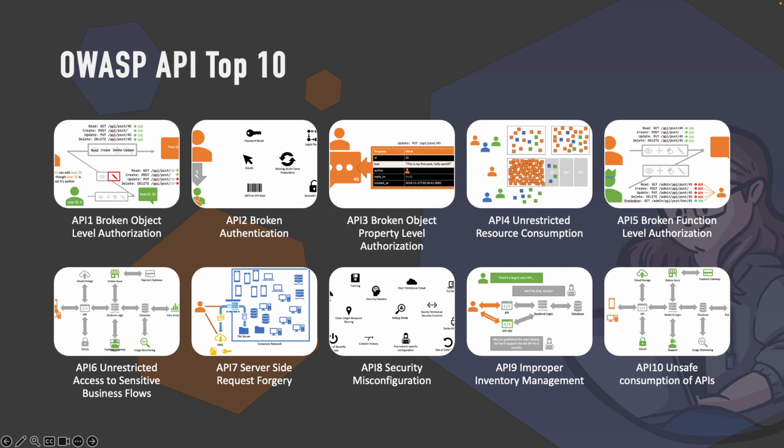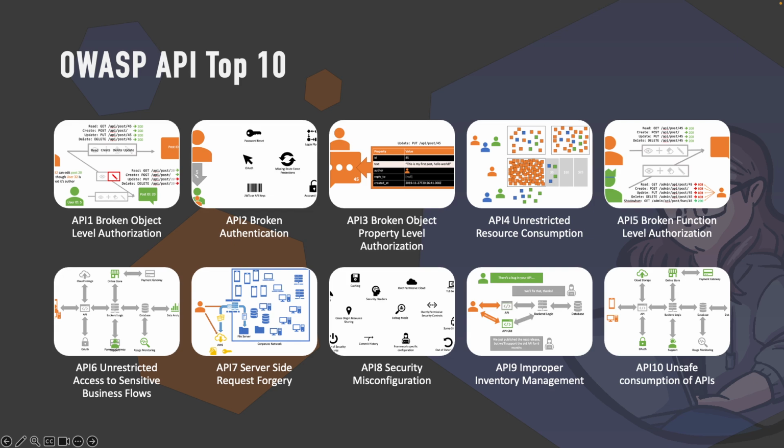So this used to be called mass assignment. API 4 is unrestricted resource consumption. Not something that's typically rewardable in a bug bounty program because it covers things like DDoS attacks and also application level DoS. It depends on the program whether or not that's accepted. Essentially it means you're able to consume all the resources that should be available for legitimate users.